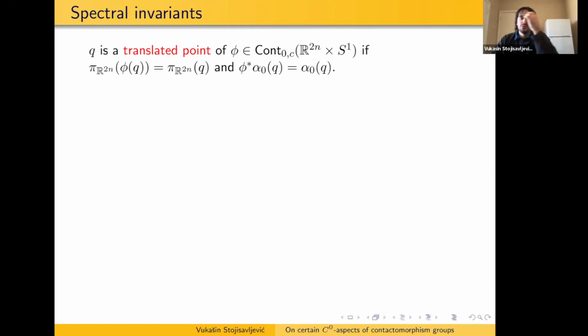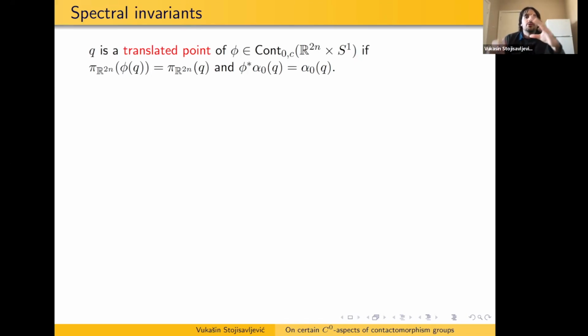So the first notion I want to introduce is that of a translated point. If you have an element in this group, this is also a more general notion, I'm just writing it for this group we are interested in. We say that something is a translated point if Q and phi of Q lie on the same S1, on the same circle, and if you pull back alpha 0, the standard contact form, and evaluate at Q, you are getting again alpha 0.